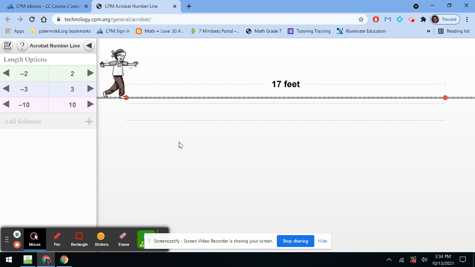Sometimes what happens with this one is that students will start to use this tool. They will have 10 feet and then 10 feet. And then they realize that they are now over, right? We're at 20 feet right now. So Cecil will turn back around and come back 3 feet. Let's check what happens.